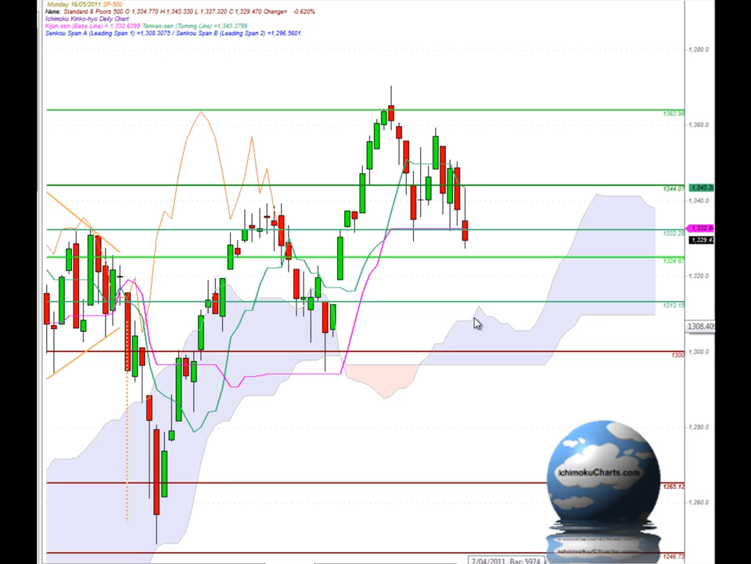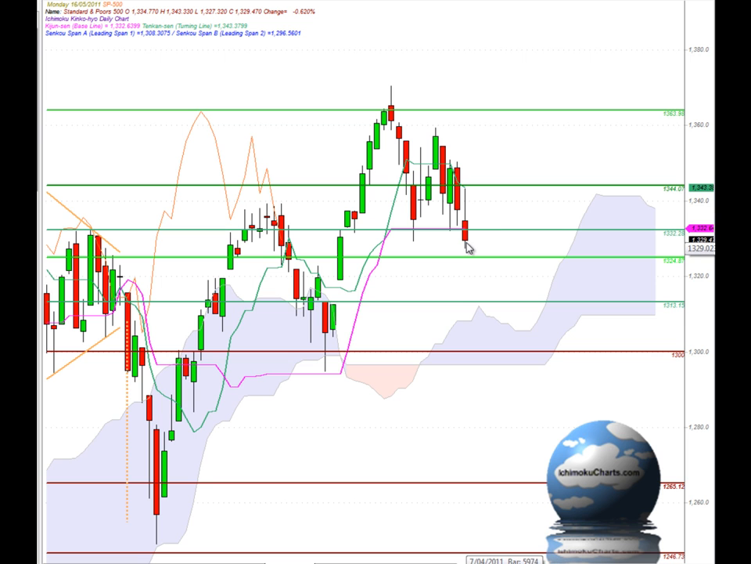Now, if we do breach this 1324 region, then we could see the market trading down to around 1313, and that coincides with the area roughly around the top of the cloud. So we should see strong support coming in around that level. So the 1324 area is very important for the market over the next trading day. As I've said, we could see the market trading down to much lower levels, and then we do have solid support down around the whole number 1300, which is within the cloud.